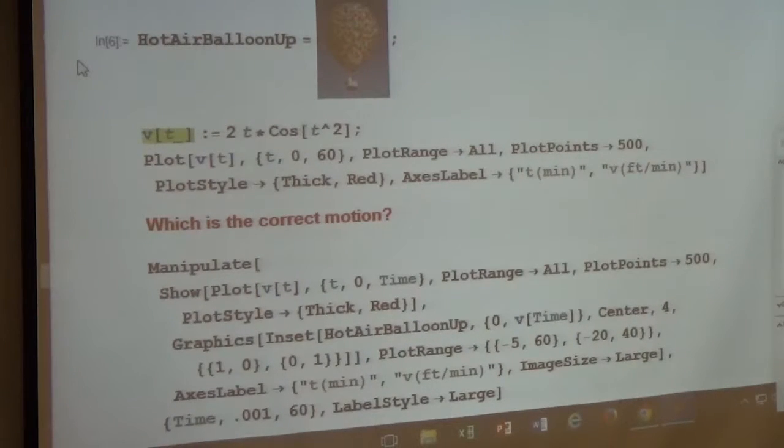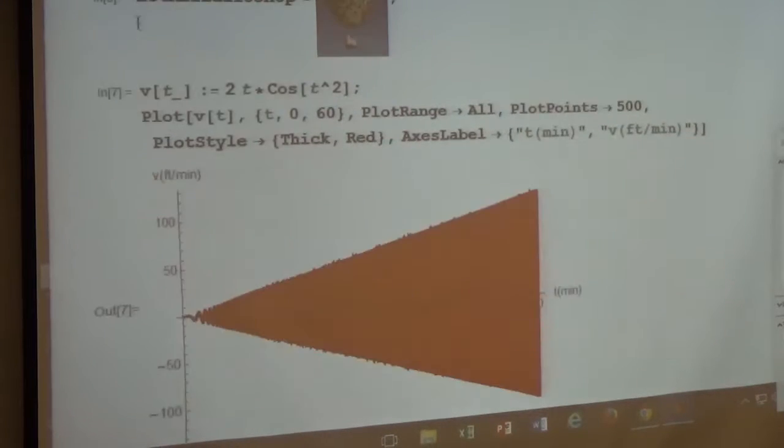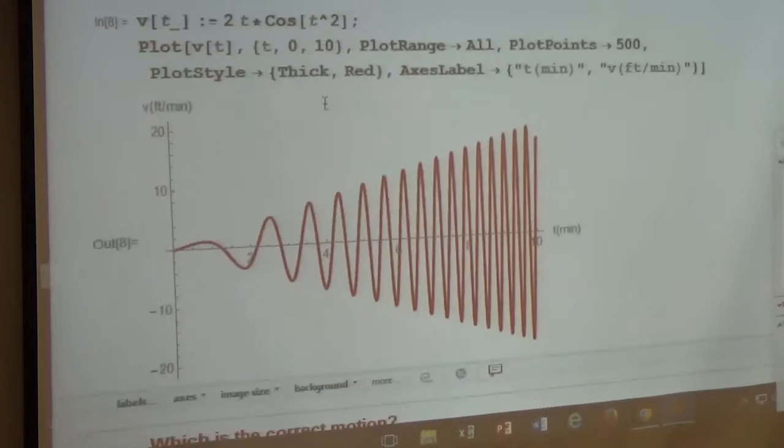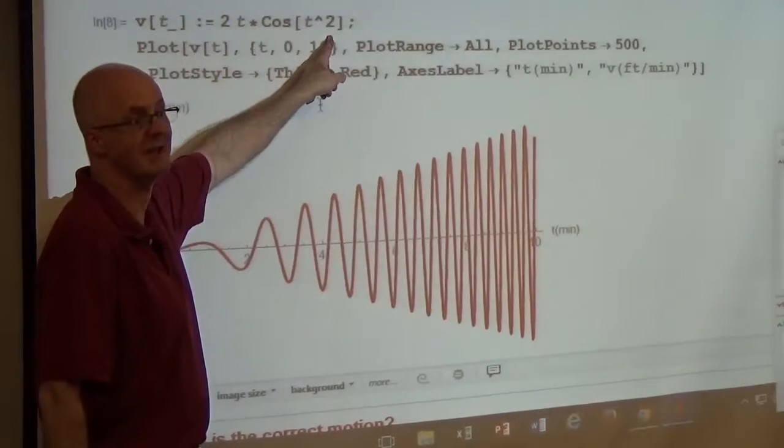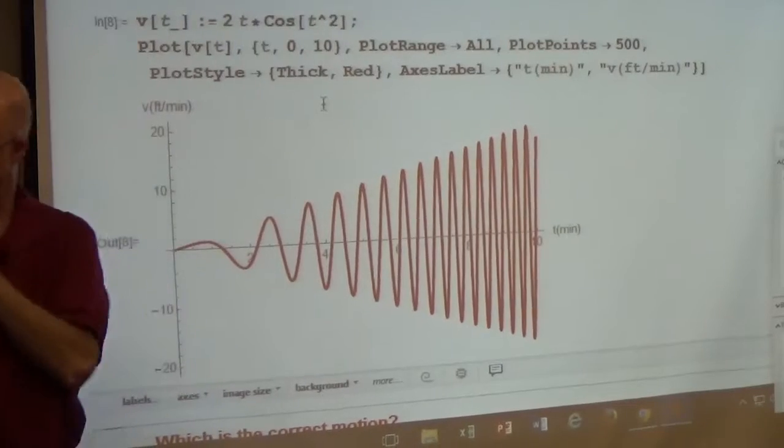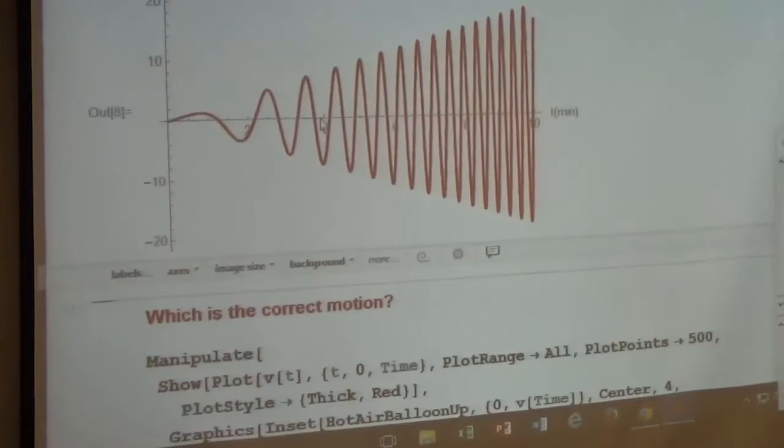So there's our velocity function. That's kind of a crazy looking function, huh? Wow. Okay. Let's make it over a smaller interval so we can see it better. Let's just go out to 10. That's better. Interesting. The oscillations are happening faster and faster. This is going to be kind of a crazy motion, I think.